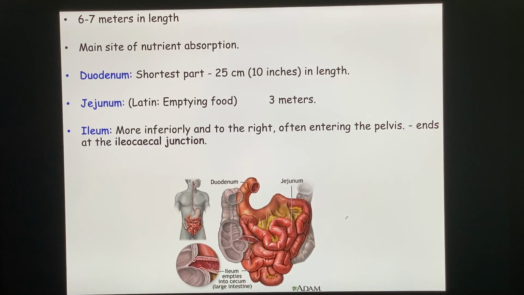So let's move on to the small intestine. By now you know the different parts of the small intestine, and we already mentioned the duodenum, right? So first part, second part, third part, and then the fourth part of the duodenum. This is the shortest compared to the rest of the duodenum. The whole of the small intestine is about 6 to 7 meters in length. Then we have the jejunum, followed by the ileum, okay? And as I told you, it ends at the ileocecal junction.